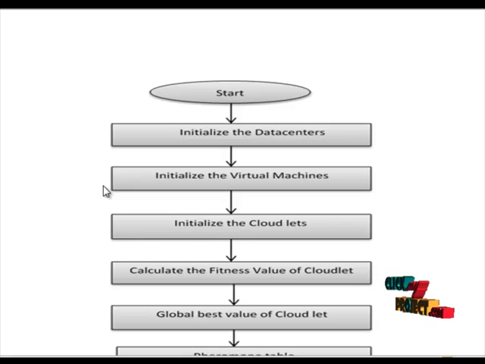Let us see the flow of our process. First of all, we have to initialize the number of data centers. After creating the data centers, we initialize the number of virtual machines, the number of brokers, and then the number of cloudlets.